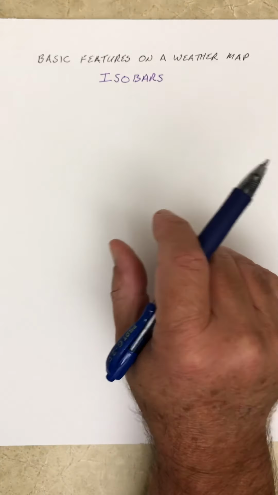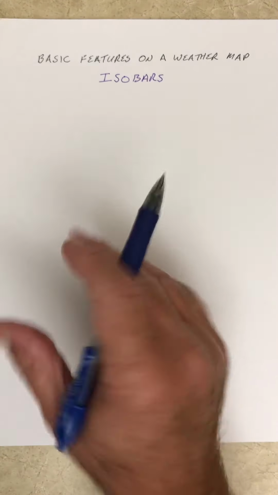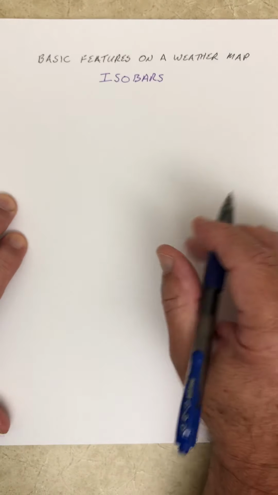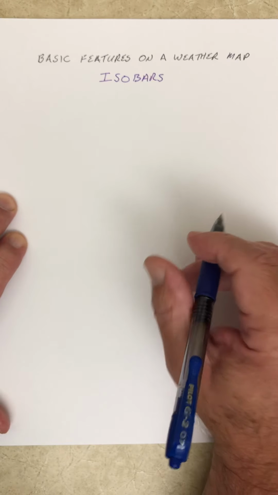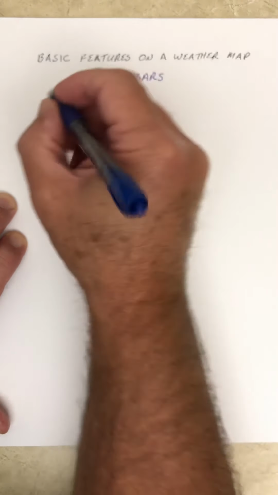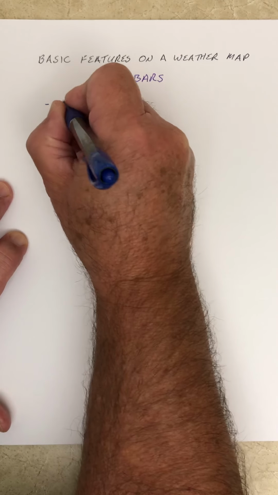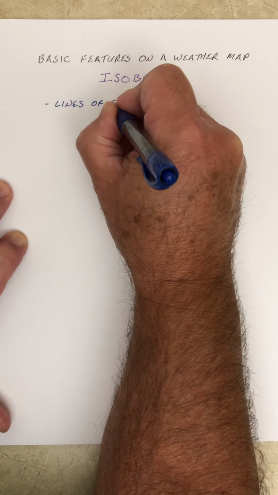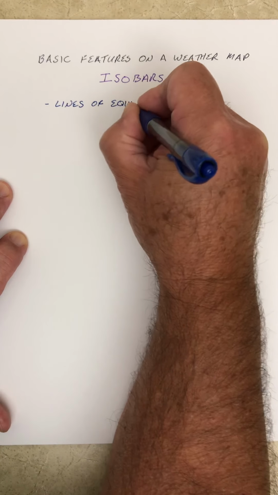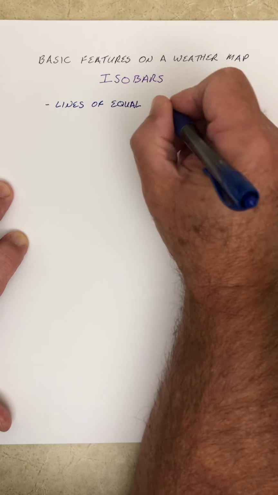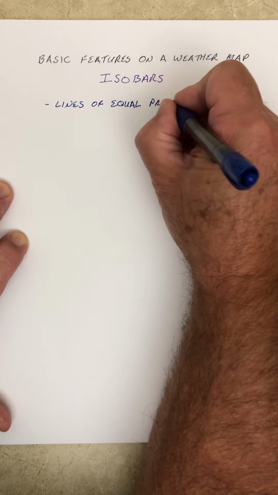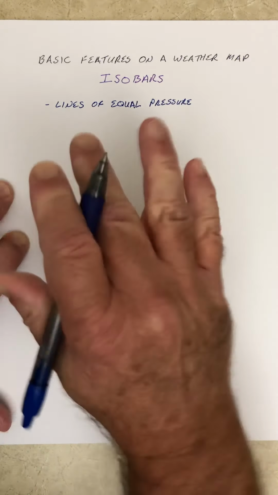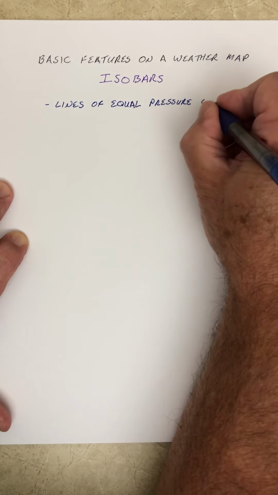Hi class. Another feature that you'll find on a standard surface weather map are called isobars. Isobars are these white lines that you see on a weather map. These are lines of equal pressure. That's the definition of an isobar. So everywhere that you see that particular isobar, the pressure is exactly the same.